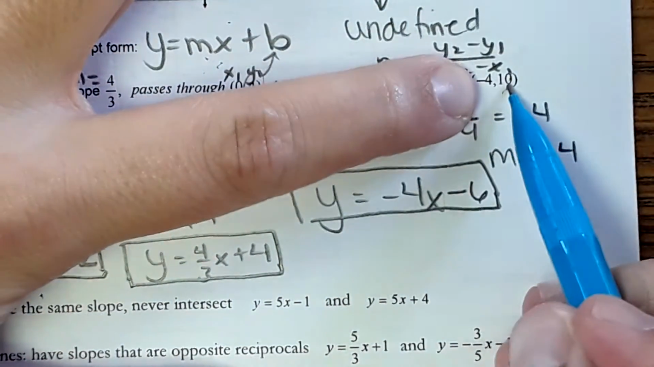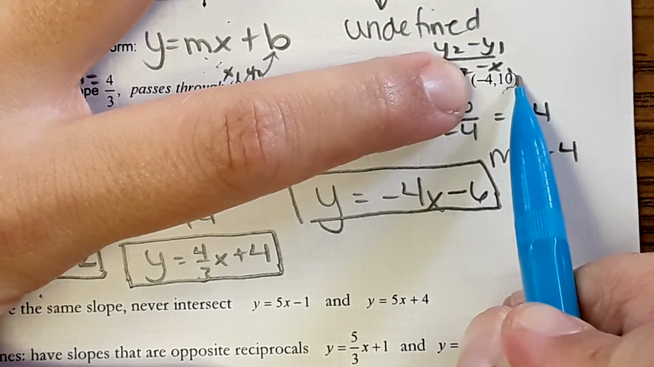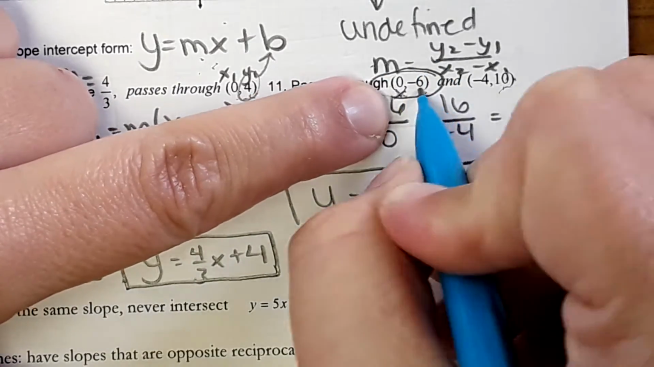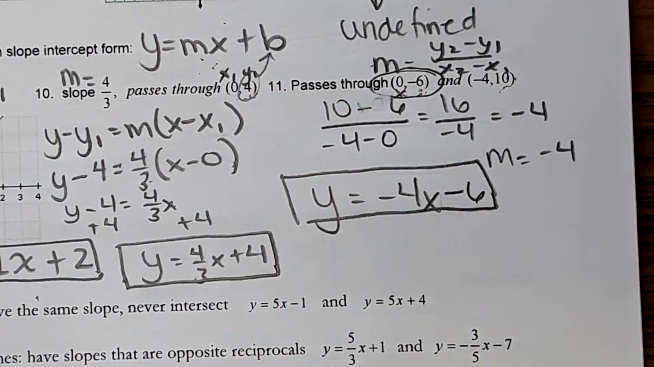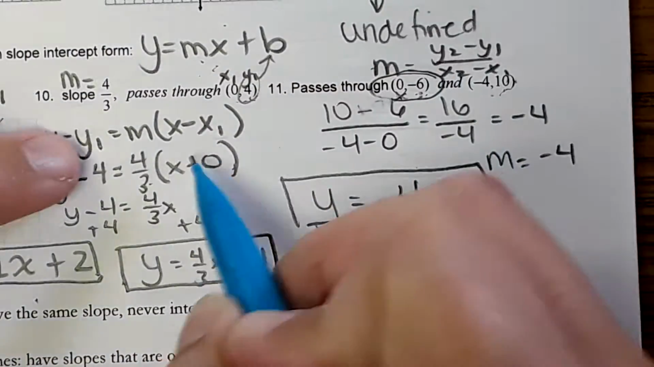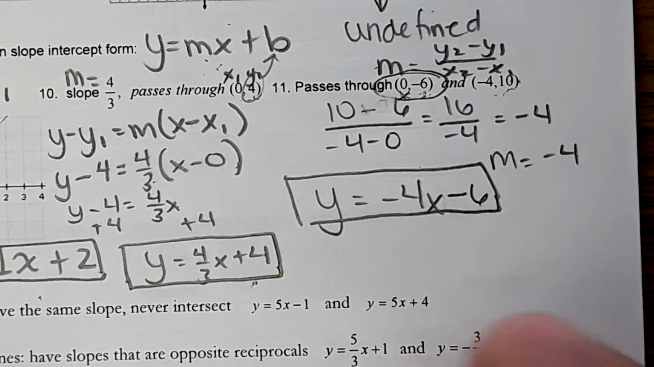Could you have used this? No, because this isn't the y-intercept. How do you know that? Well, I know this is the y-intercept because x equals 0, and when x equals 0, that's the y-intercept. But if you didn't have the y-intercept, you could plug in one of these into this equation, and it would come out to the equation you need.